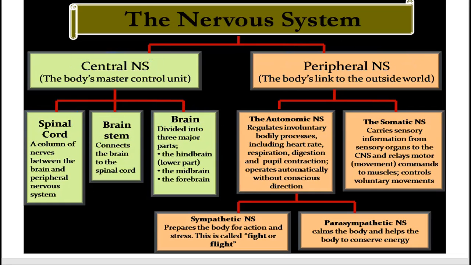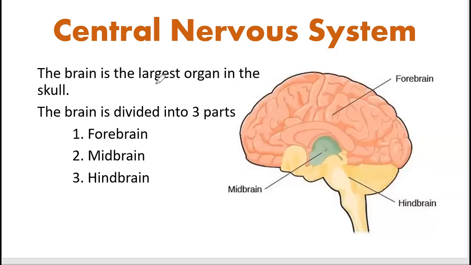Okay, so next, let's move on to the central nervous system. The brain is the largest organ in the skull. Again, the brain is the largest organ in your skull. And the brain is divided into three parts. Number one, forebrain. Next, number two, midbrain. And number three, the hindbrain.